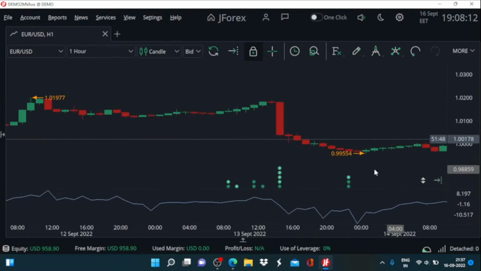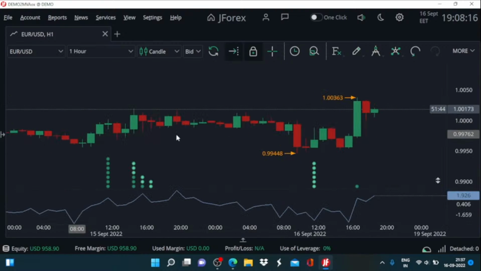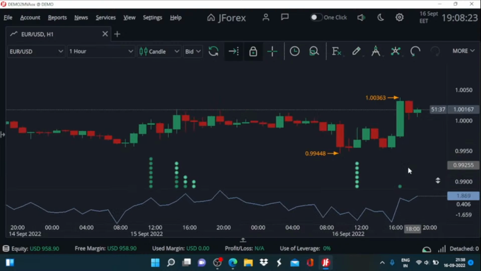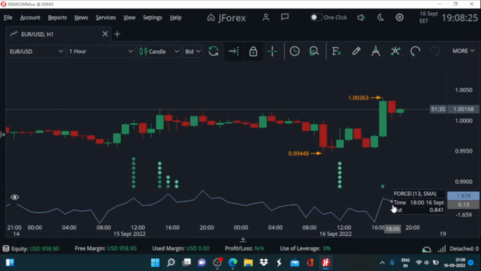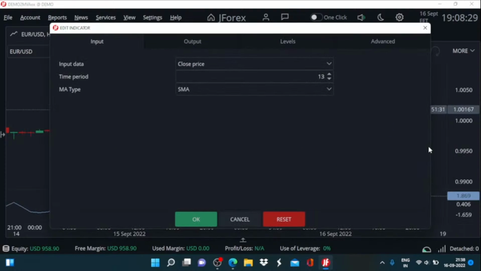And its name is, I think, quite apt, that it is called force index. So you get a direct idea of how much force is being exerted for prices to move in any particular direction. Now let's consider what editing options are available to us on this platform.